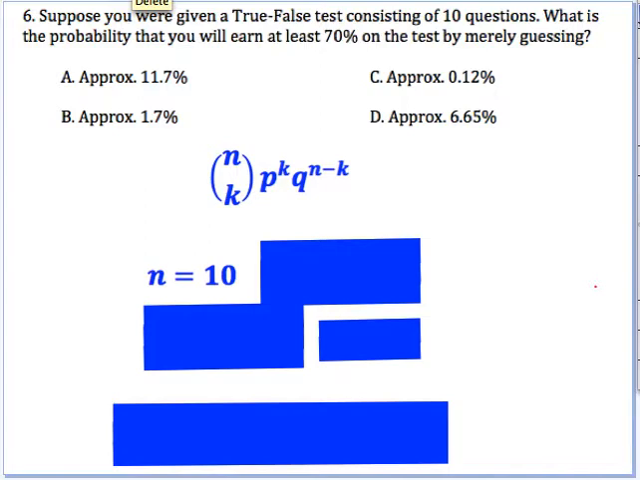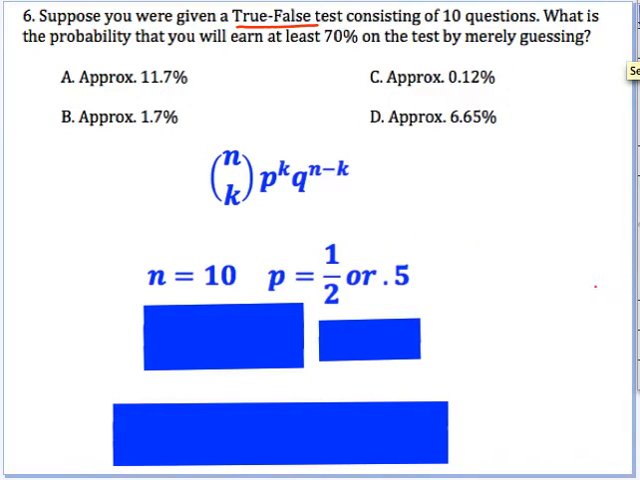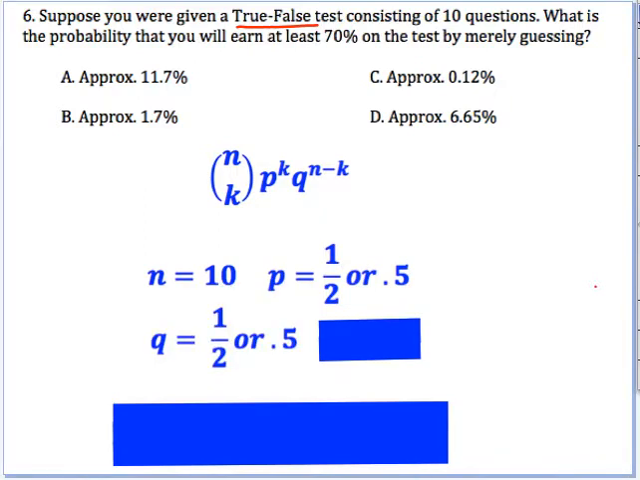Your probability of being successful, well, it's a true-false test, and so there's only 2 answer choices. One of them is going to be the correct answer, one's the false answer. So you have a 50-50 chance of getting the right answer, or 0.5, or 1/2. So your probability of being successful is going to be 1/2. To find your Q value, it's 1 minus your P value. So 1 minus 1/2 is still 1/2.